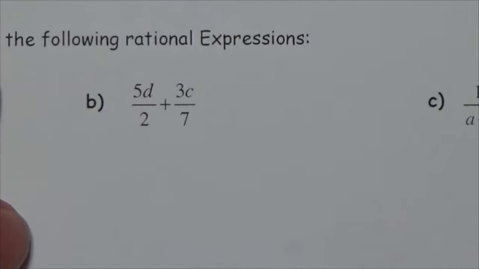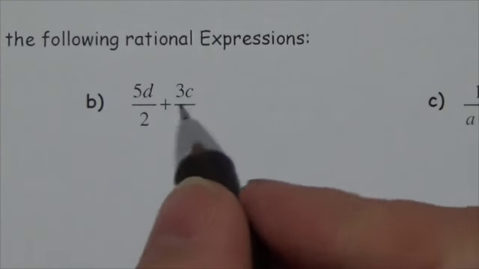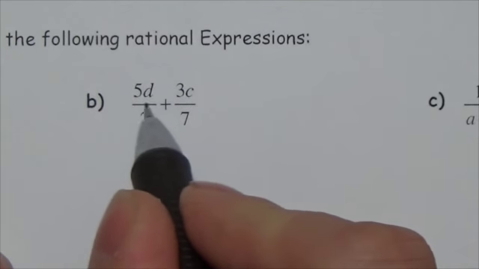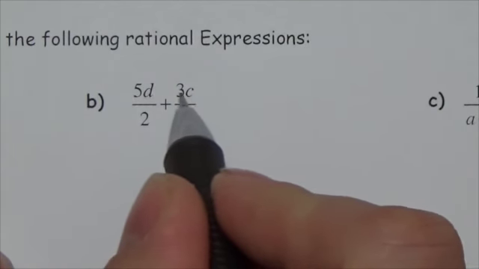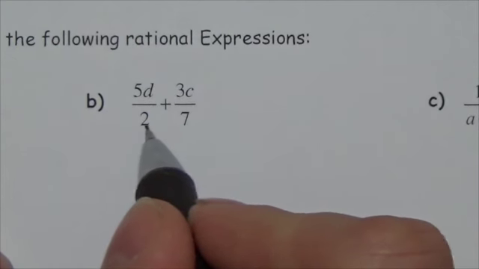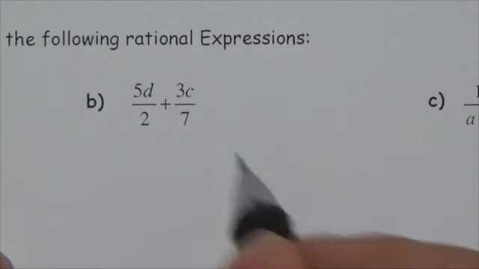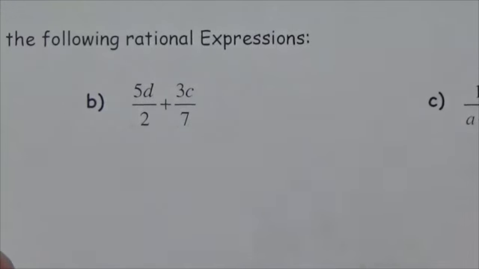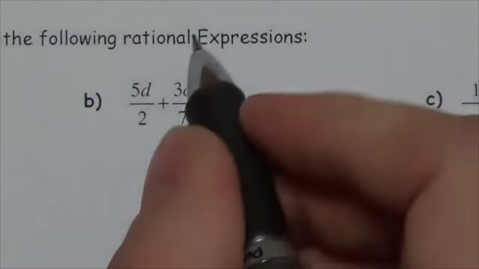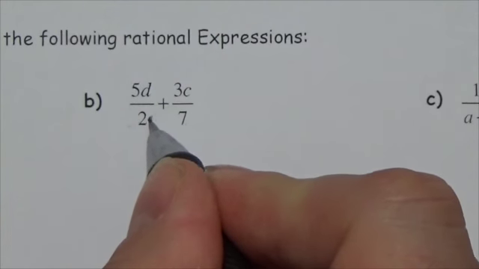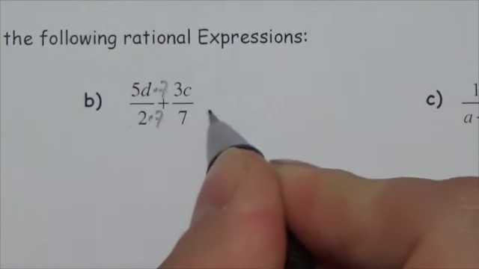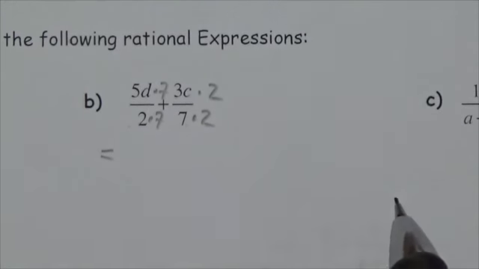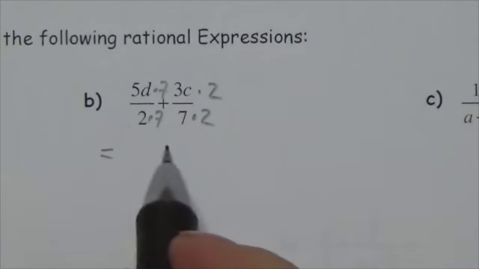Take a look at the next one here. This is more like the example that I did just above. So I've got 5d halves and 3c sevenths. Again, the size of those objects is very different. 2 and 7 are prime numbers, which means that I'm going to multiply them together. So I have to multiply numerator and denominator here by 7, and numerator and denominator here by 2, just so that we're dealing with the same size of object here.